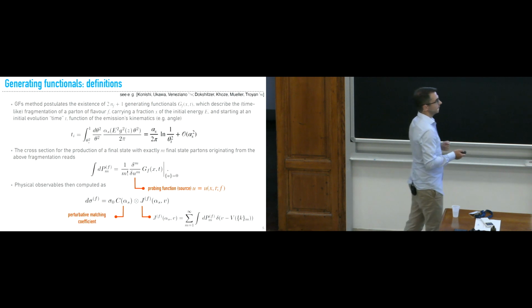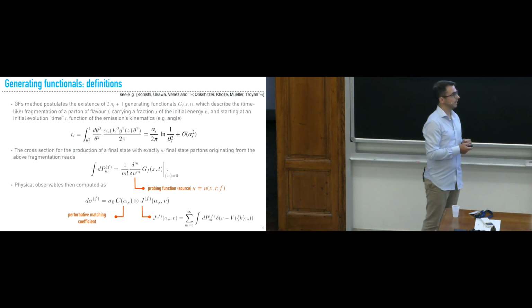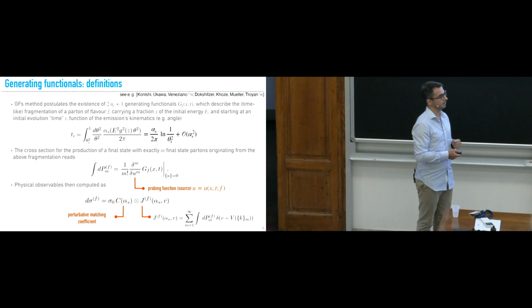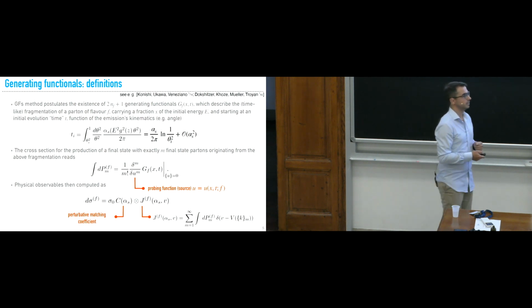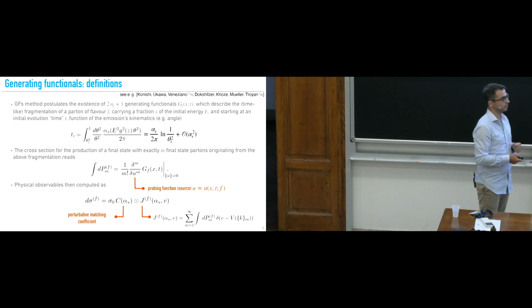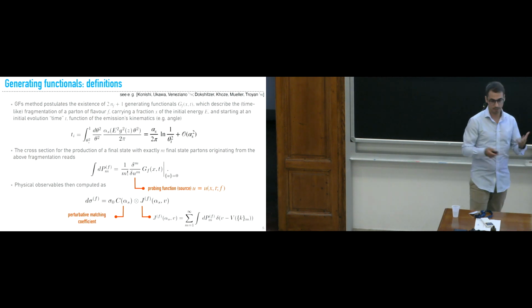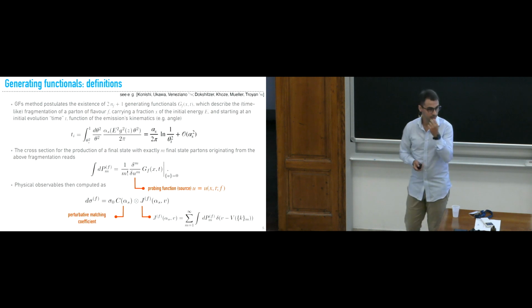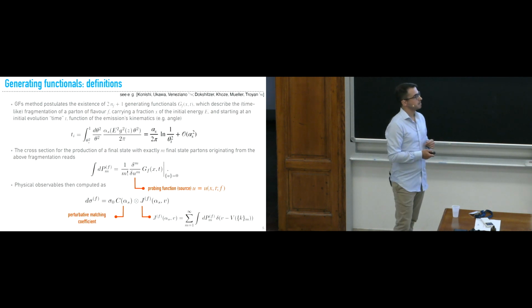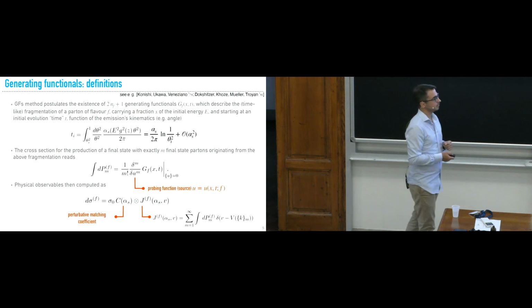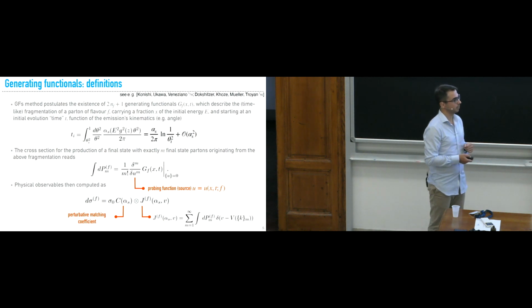Now, once we have that, this calculus calculates the probability of observing a state with exactly m partons by taking m functional derivatives of these generating functional objects with respect to a quantity u that is called a probing function, or the source in the standard functional integral formalism. And this is a function of the kinematics of the emission that we are tagging, as well as its quantum numbers, for instance, flavor in this case.